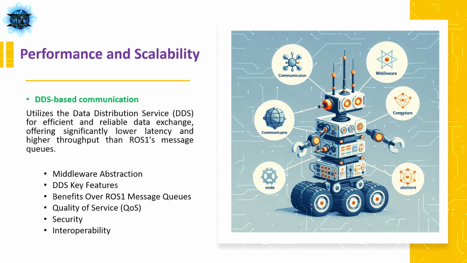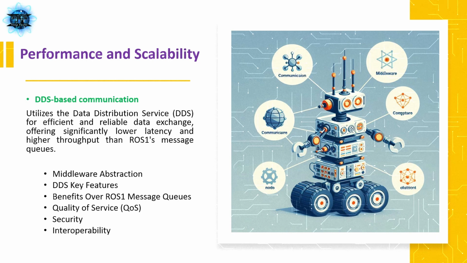What is the data centric model? Instead of just passing messages, DDS is all about efficiently sharing the data between the robot parts. This is crucial for robots dealing with lots of real-time information. So why does it matter? It helps manage and exchange large amounts of data quickly and efficiently.